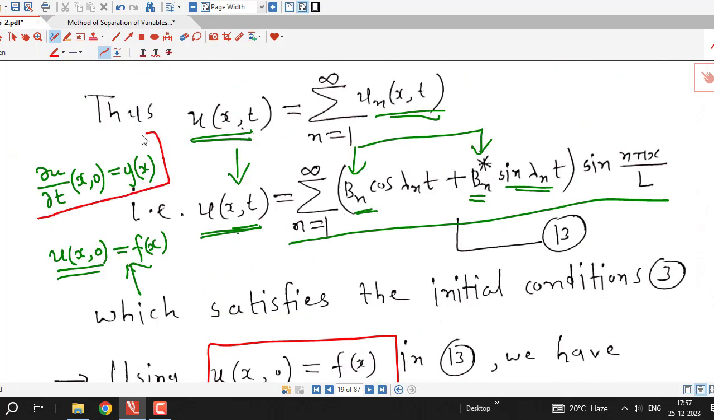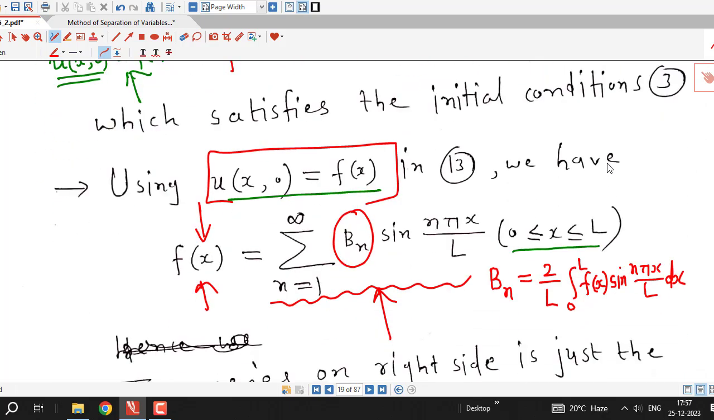Now to apply the next condition, first I have to take the partial derivative of equation number 13 on both sides with respect to t. So if I take del u by del t here, this has derivative minus sin lambda n t into lambda n. Same thing here, cos lambda n t into lambda n. There is no t here, so we will keep this as it is.